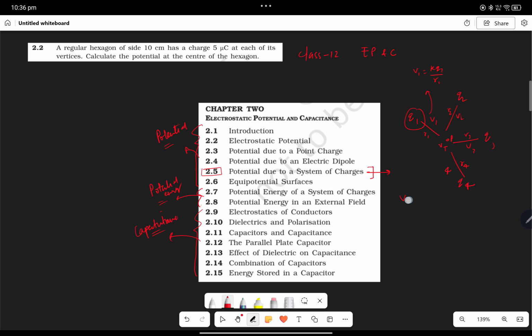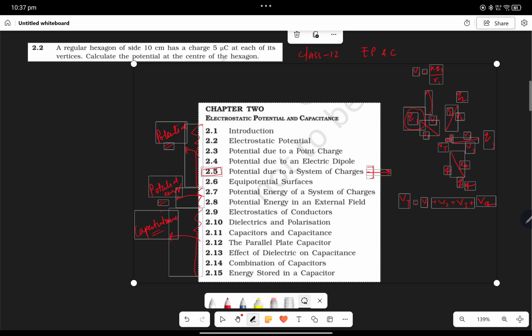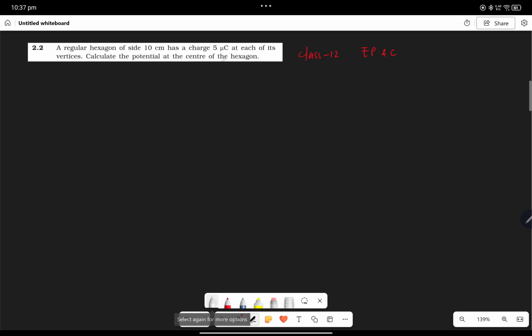So V total is going to be V1 plus V2 plus V3 plus V4, right? So this is the concept, which is not so hard. Let's now solve the question that we have. The way you have to write this in your exam, I'm going to write it this way. Given that the side of the regular hexagon is 10 centimeter, meaning 0.1 meter, and the charge at each vertex is 5 microcoulomb, that is equal to 5 into 10 to the power minus 6 coulomb.